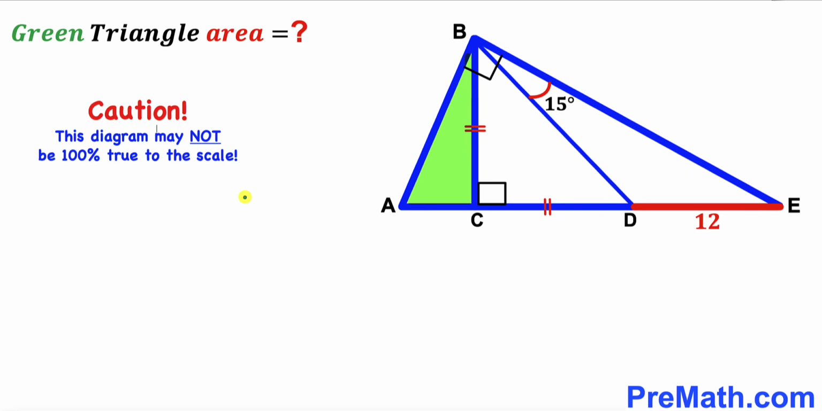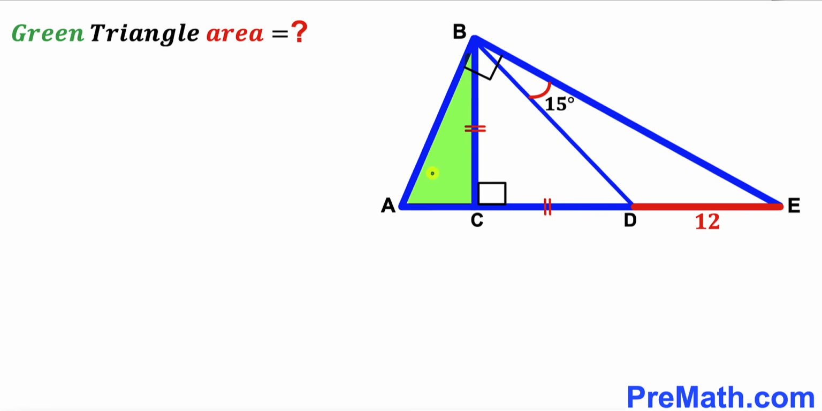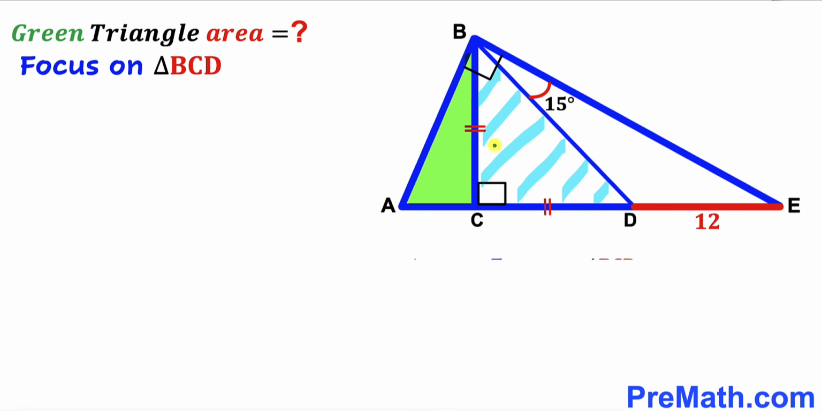Please keep in mind that this figure may not be 100% true to scale. Let's go ahead and get started. Now we are going to focus on this triangle BCD. We can see that this is an isosceles triangle since this side length equals this side length. Therefore, we conclude that this angle has got to be 45 degrees, and likewise this angle is going to be 45 degrees as well.